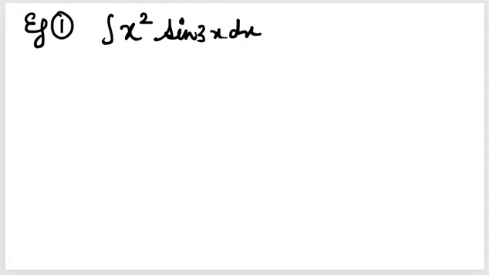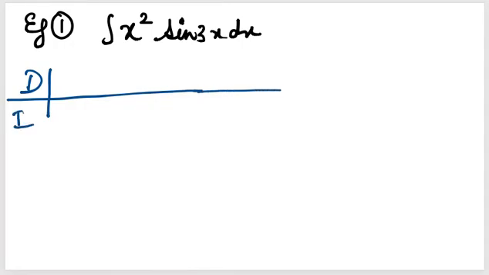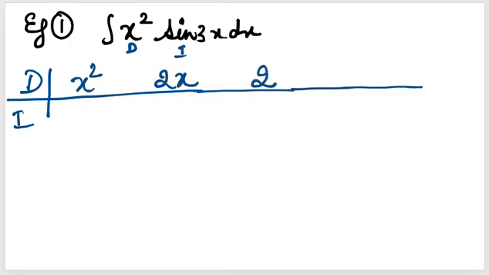So let us start with the first question. Here I will write down the derivative entries and here I will write down the integration. So step number 1: write down x square as it is for the derivative. Then you differentiate, first time 2x, then one more differentiation can be done. When you have a 0, stop.